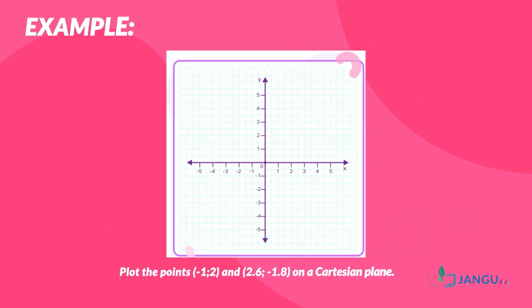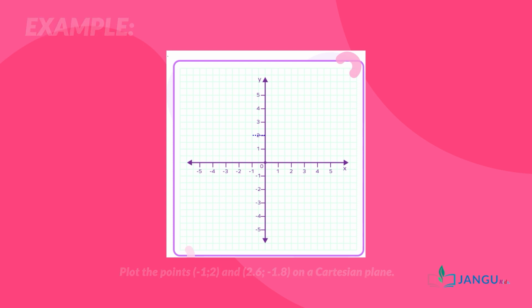Example: plot the points (-1; 2) and (2.6; -1.8) on a Cartesian plane. The solution for (-1; 2) is to start at the origin. Then the x-coordinate is -1. Move 1 unit to the left along the x-axis. The y-coordinate is 2. Move 2 units up parallel to the y-axis. And then lastly, plot the point.